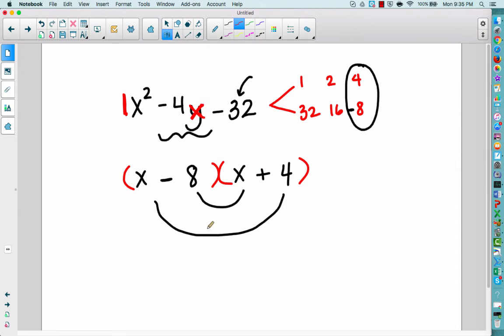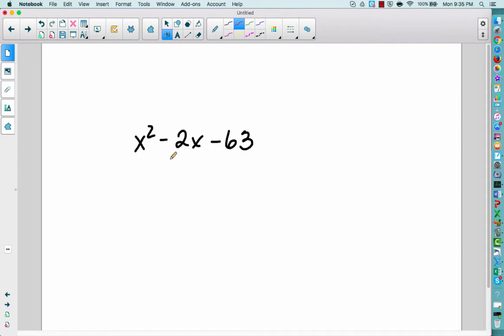All right, but I check. Does negative 8x and positive 4x give me a negative 4x? It does. I've checked it. So I am done and factored. All right, keep moving. X squared minus 2x minus 63. Oh, these factors are bigger. 63. I've got 1 and 63.